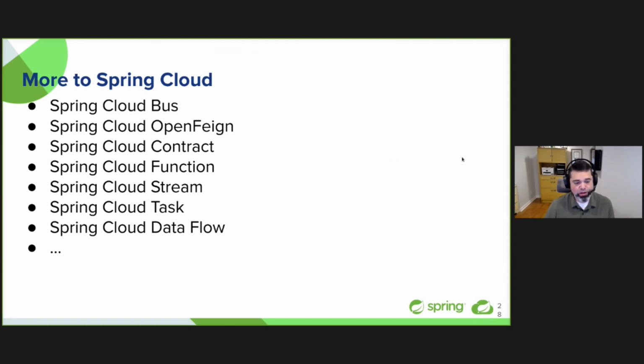Spring Cloud Task. Think Spring Batch in the cloud. And then Spring Cloud Data Flow, which is our streaming platform. Pipelines and streams of data, as well as tasks, can be configured and managed through a project called Spring Cloud Data Flow. Most of these either have been or will be talked about during SpringOne. So there's a lot more to Spring Cloud than just these few things that we've gone through.